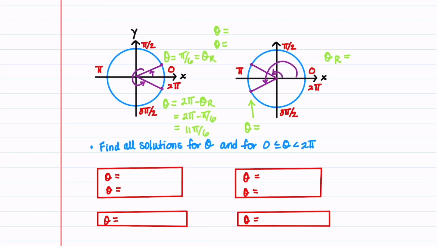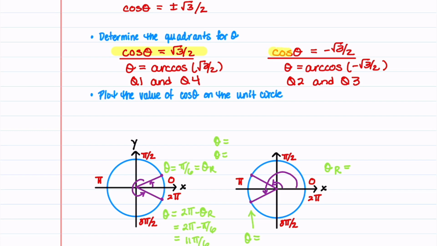Our solutions are then pi over 6 plus 2n pi, and then 11 pi over 6 plus 2n pi. So between 0 and 2 pi, our solutions are pi over 6 and 11 pi over 6.